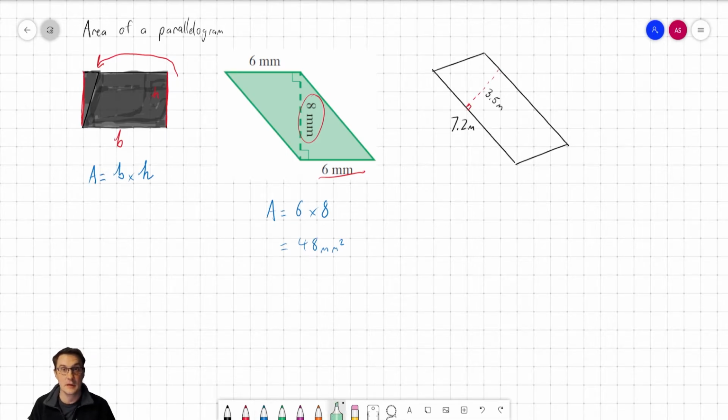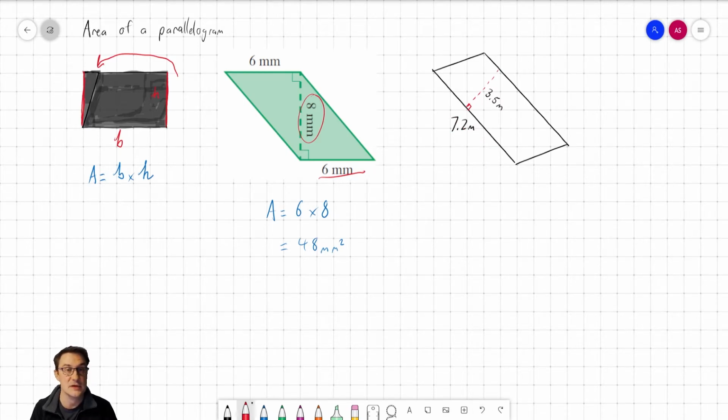In this next example, we've got another parallelogram, but this one looks a little bit different because of how it's being positioned on the page. But we still use the same technique here. First of all, it's about identifying what the base is and then also the height. The base in this is going to be 7.2. So that's running from here up the top down to this side here.